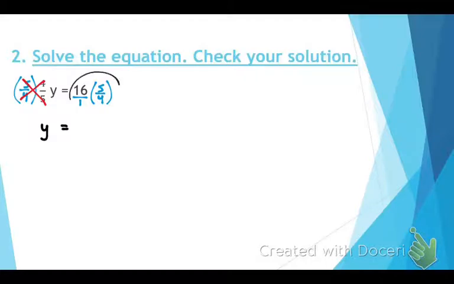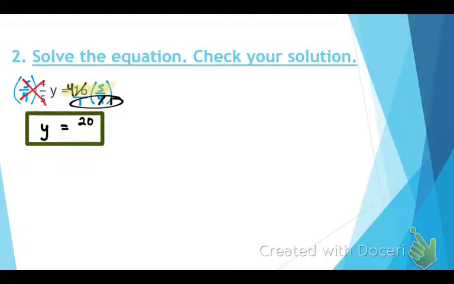Now I can cross reduce over here. What happens to the 16 and the 4? It becomes a 4, and this becomes a 1. Now let's just focus on the numerator. What's 4 times 5? 20. Then we focus on the denominator. What's 1 times 1? 1. Do I need to leave it as 20 over 1? No. Simplify the answer. What's the answer simplified? Just a 20. Okay, so the answer is y equals 20.